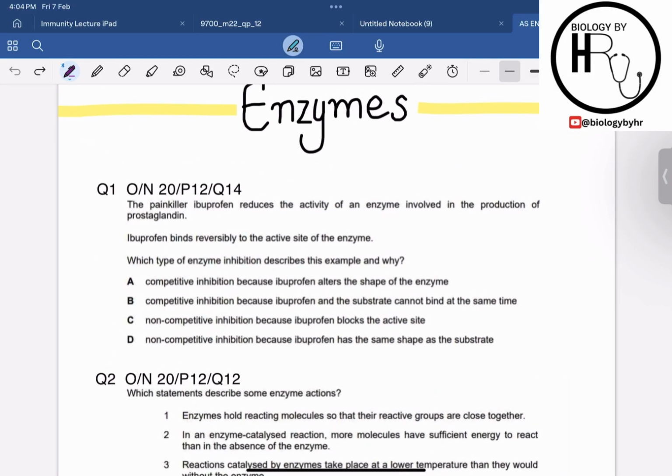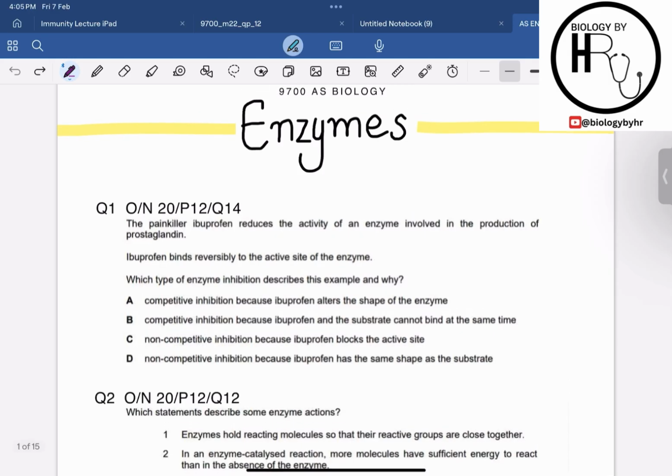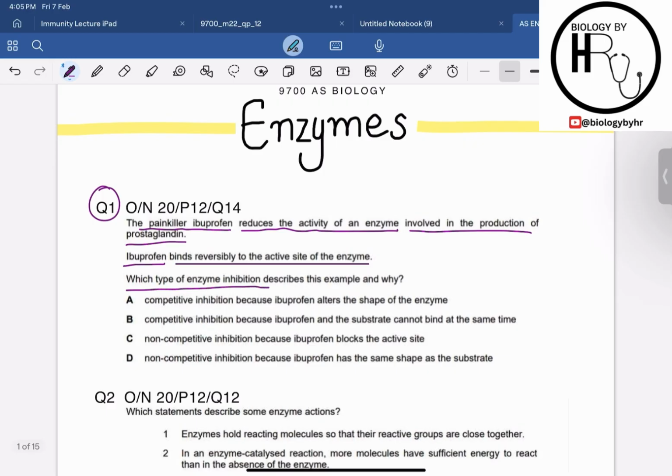Let's now move on with question number 1. Question number 1 over here is from October November 2020 paper 1-2, which is question 14 in that paper. The question says that the painkiller ibuprofen reduces the activity of an enzyme involved in the production of the prostaglandin. Ibuprofen binds reversibly to the active site of the enzyme. Which type of enzyme inhibition describes this example and why?